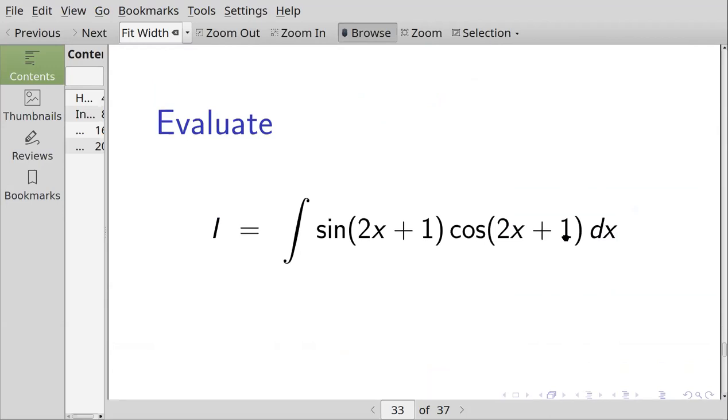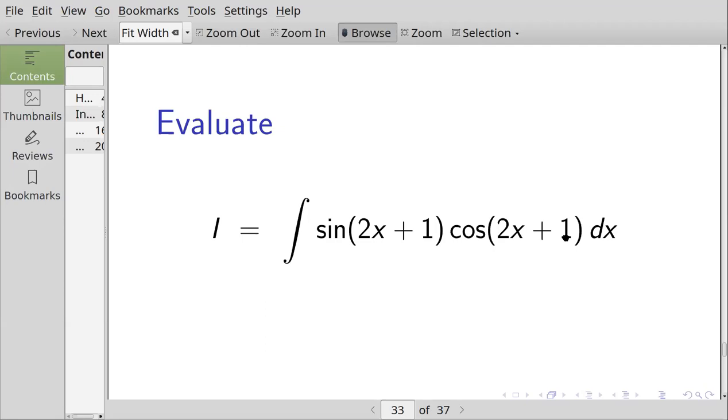Okay, how about this one? The integral of sine of 2x plus 1 times cos of 2x plus 1 dx. I think there might be several ways of doing it. What do you think? Sir, u is equal to cos of 2x plus 1.